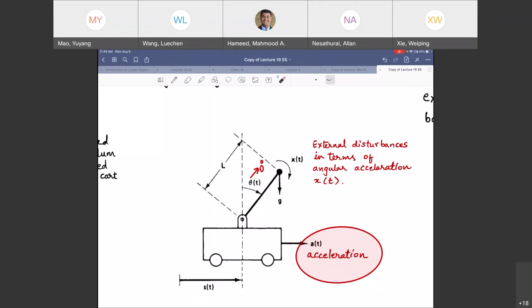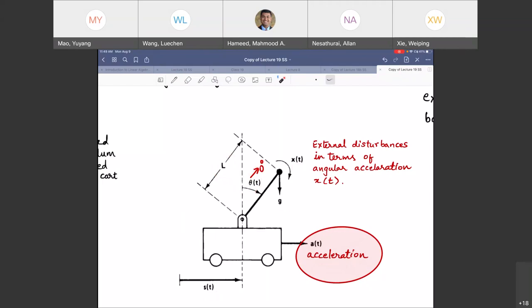S of t is some distance away from the starting position, which is not going to play any role in our math over here. So we can ignore that. What is going to play a role is L, x of t, theta of t, well, obviously acceleration due to gravity, and then the acceleration of the cart itself. Questions about what the problem is? Inverted pendulum, it is fixed on a cart, and you're able to control the acceleration of the cart.